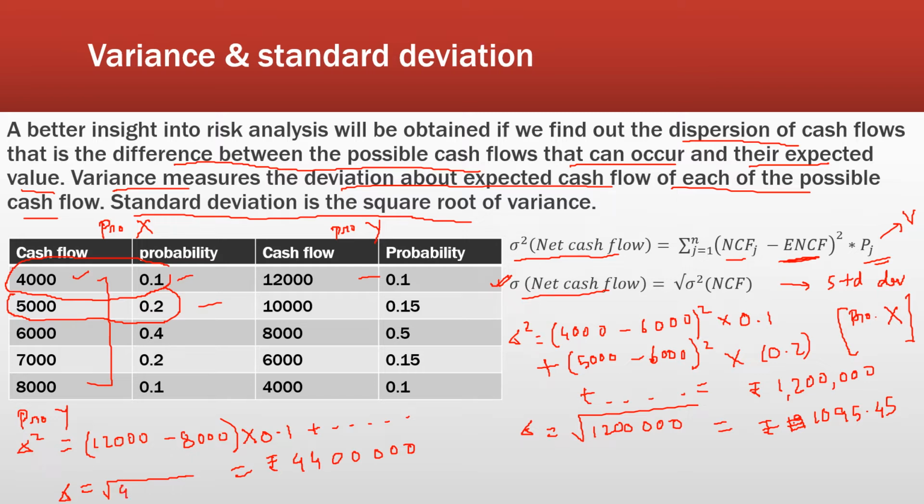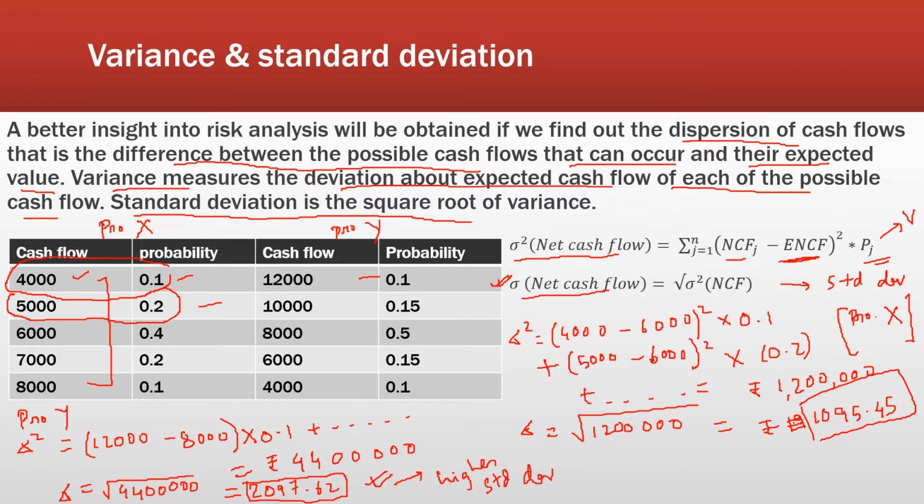what is it? The root of the variance of project Y gives the value 2097.62. So this is 1095.45 and this is 2097.62. Now this calculation of standard deviation clearly shows that project Y is riskier. It has a higher standard deviation, so it is much riskier.